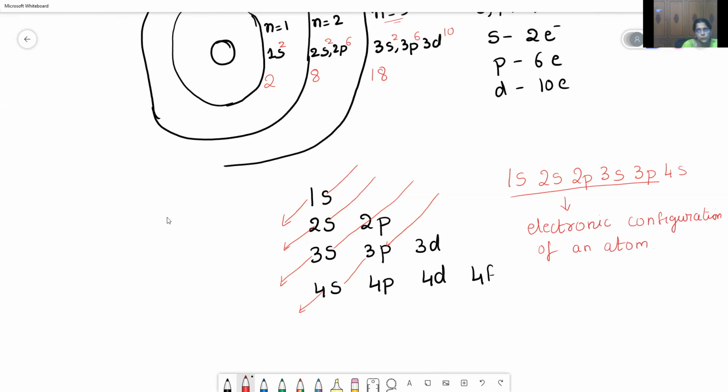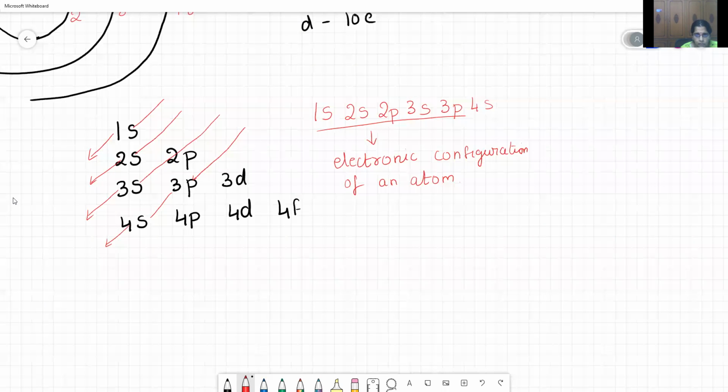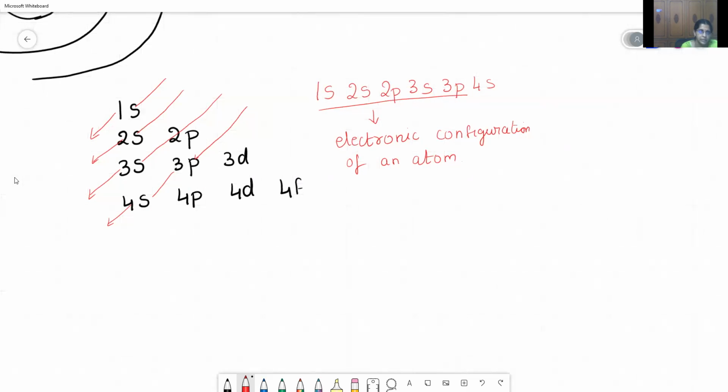Now let me take an example and show you the electronic configuration of an atom. Let me take helium first, one of the noble gases. Its atomic number is 2, so it has 2 protons and 2 electrons. First 1s gets filled, so the electronic configuration of helium is 1s2.